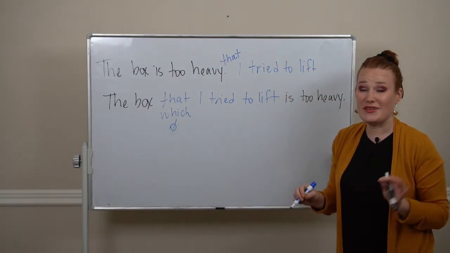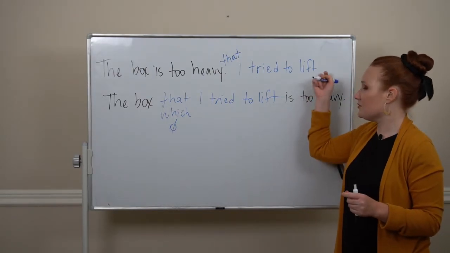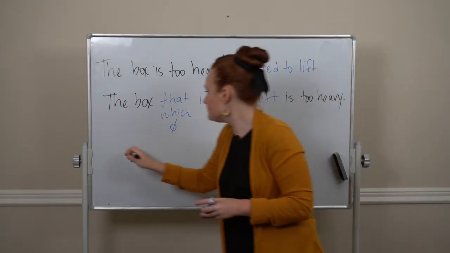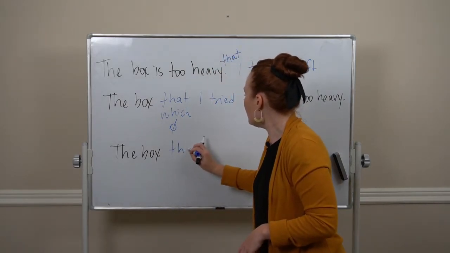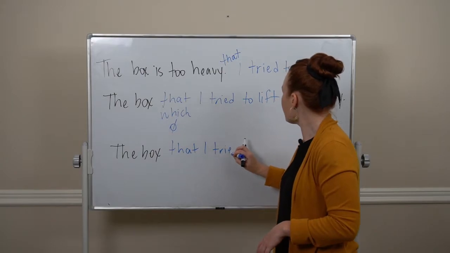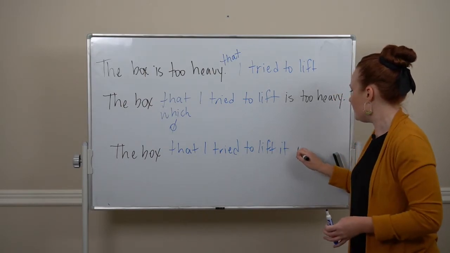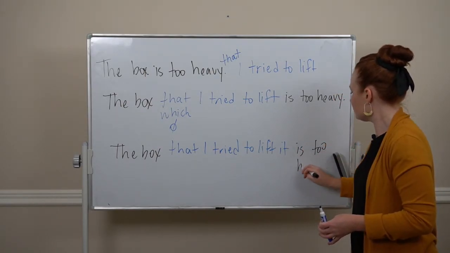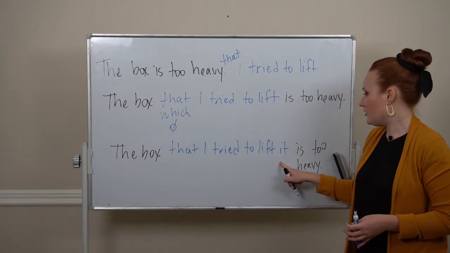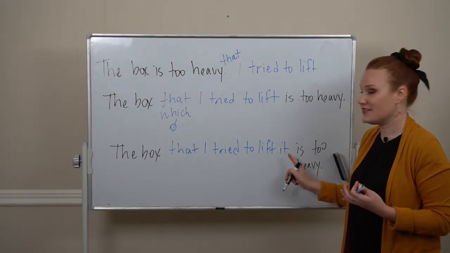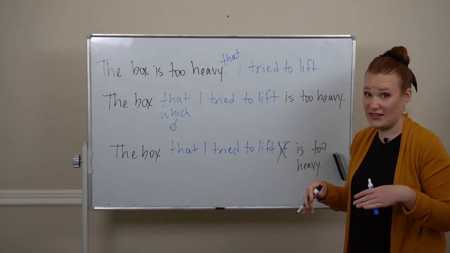So let me show you some common mistakes that are made. First of all, they forget to get rid of the second word. So I'll say the box that I tried to lift it is too heavy. We don't want this it here. Remember, we took it, we turned it into that, and we moved it to the beginning. If I put it here, then it's in there twice. We don't want that, all right?